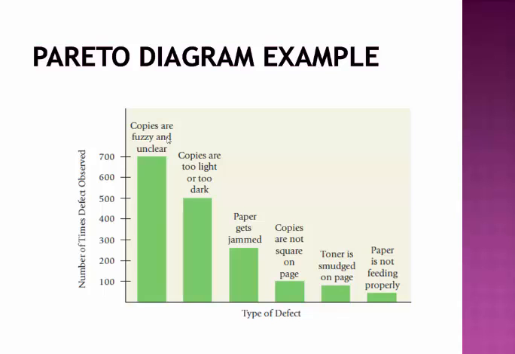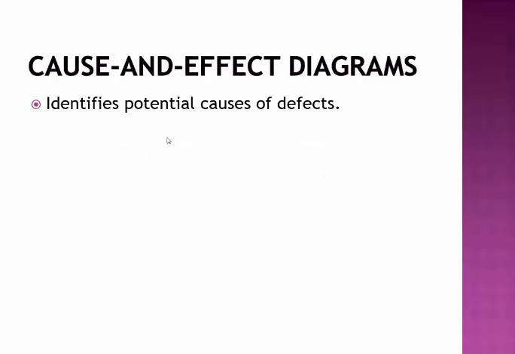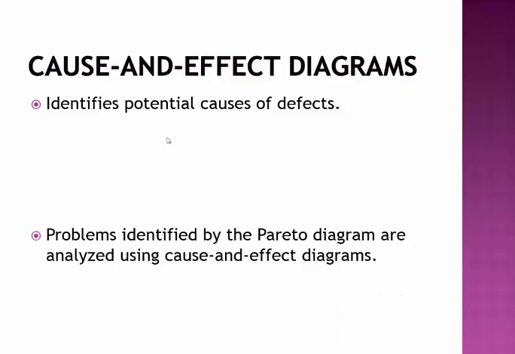Figure out why that's happening and then fix it. Alright, so if we take a look at our next example, this cause and effect diagram, also commonly referred to as a fishbone diagram, identifies the potential causes of the defects so that we can use it to figure out what is the cause of the defect.